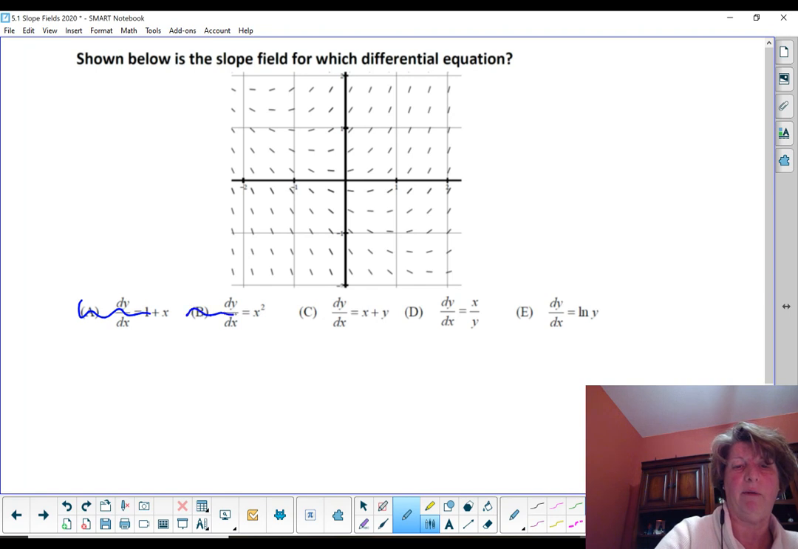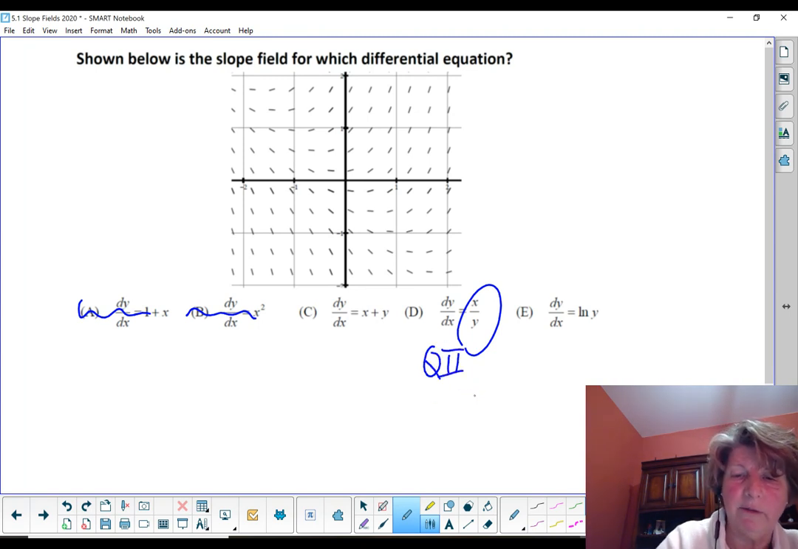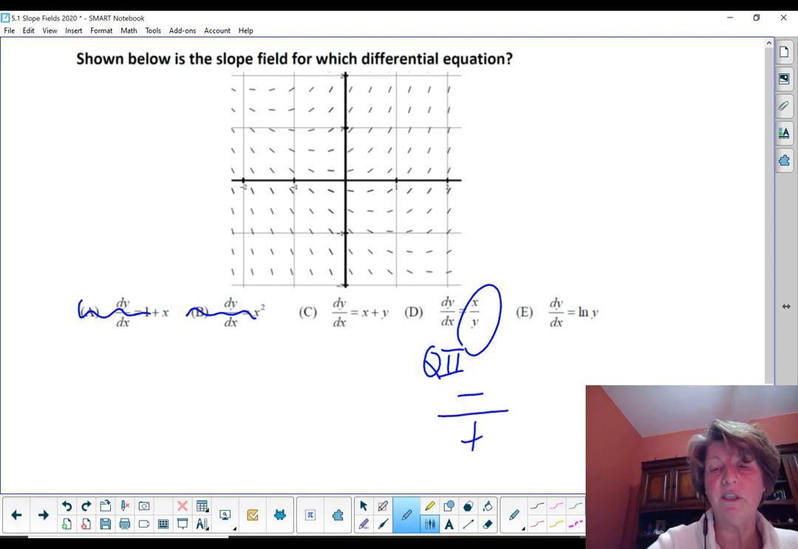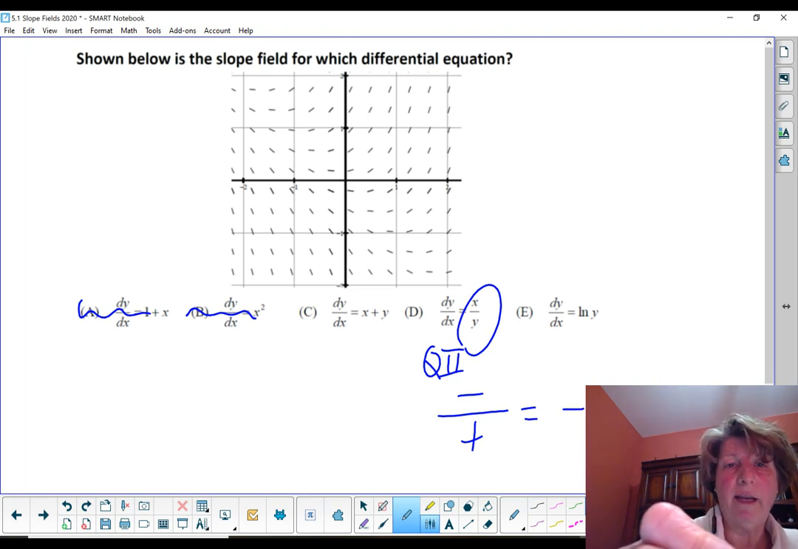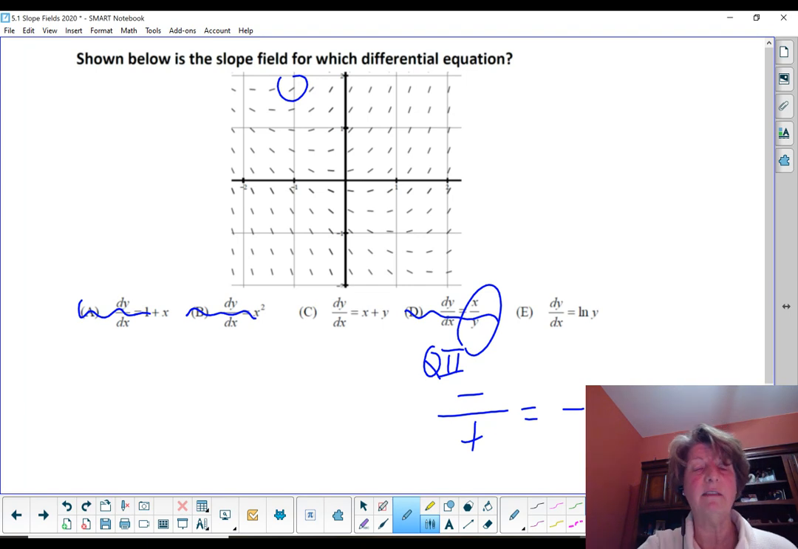We already had ruled out A, we'd ruled out B. D, I could also play the quadrant thing on that one. Let's go into quadrant 2, where we don't have a positive x, we have a negative x divided by a positive y for quadrant 2. I should be only seeing negative slopes. And right there, it broke the rule, didn't it? That's a positive slope. I can rule out D. So using quadrants and the signs can actually be a pretty quick method as well.